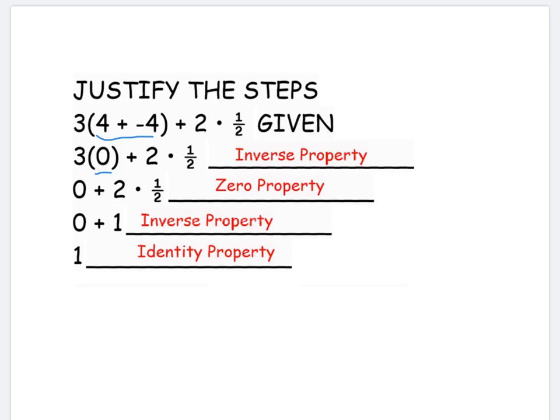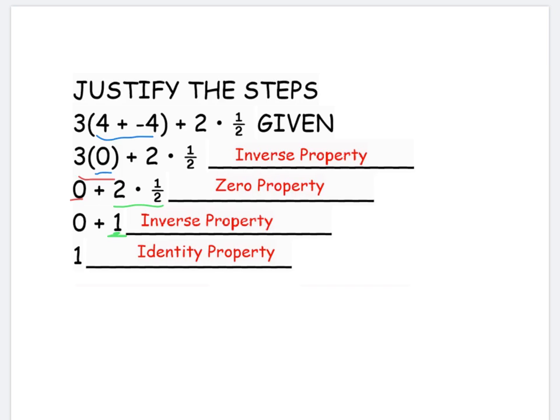The next thing we did is we took the 3 and we multiplied it by 0. 3 times 0 we substituted down here to equal 0. So that would be the 0 property, because anything times 0 is 0 according to the 0 property. The next thing we did was we multiplied 2 times 1/2. 2 times 1/2, we got the answer of 1. Those are reciprocals, so that is a multiplicative inverse property or the inverse property. So we added the words inverse property on the line.